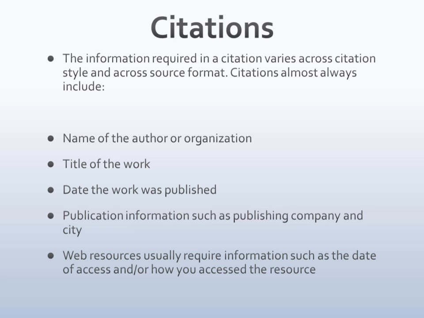The information required in a citation varies across citation style and across source format. Citations almost always include the name of the author, the title of the work, the date the work was published, and publication information such as the publishing company or the city. Web resources will usually require information such as the date of access or how you access the resource. The information is included in your citation for the purpose of clarifying what source you are using, where your source is from, and to help your readers locate the book or article if they so desired.